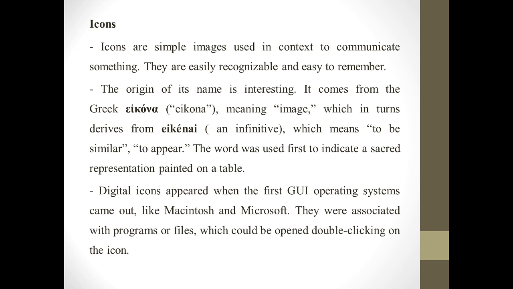Next is the icons. Icons are simple images used in context to communicate something. They are easily recognizable and easy to remember. The origin of its name is interesting. It comes from the Greek eikona, meaning image, which in turn derives from an infinitive which means to be similar, to appear. The word was first used to indicate a sacred representation painted on a table.